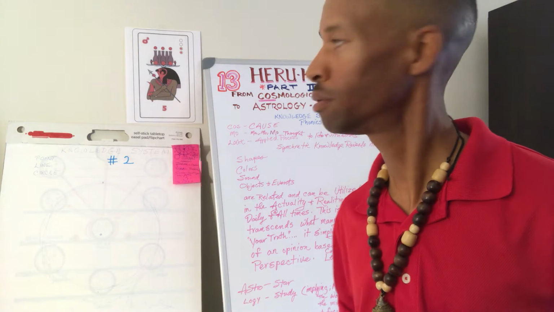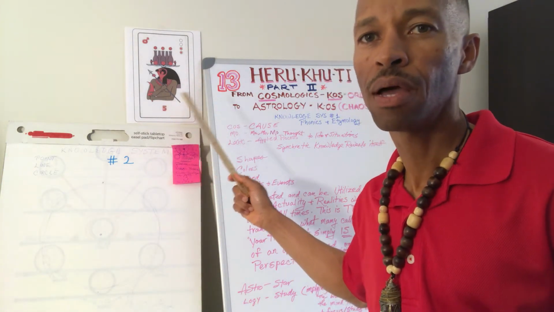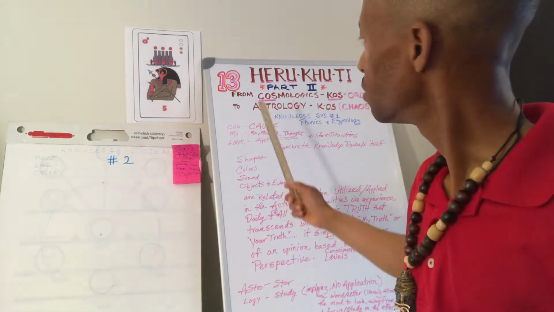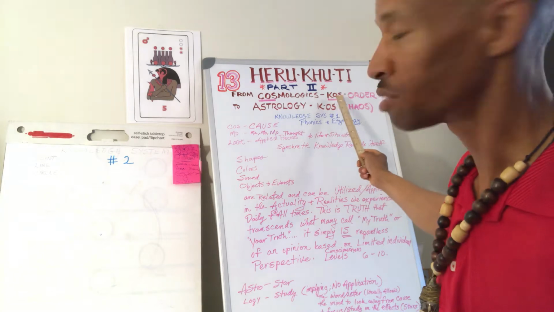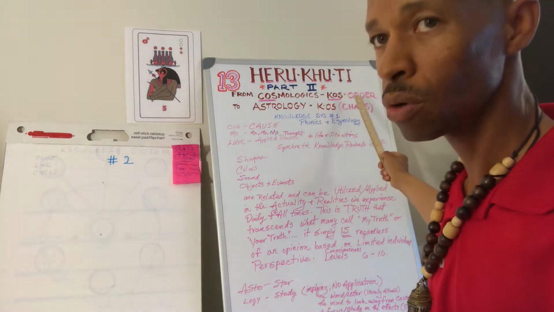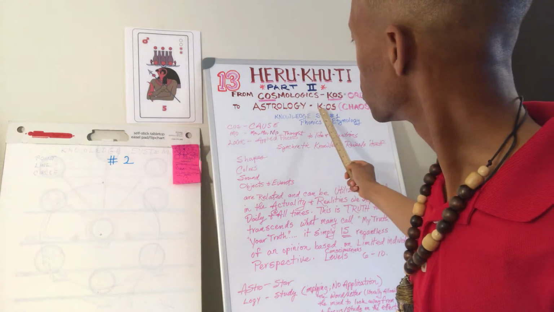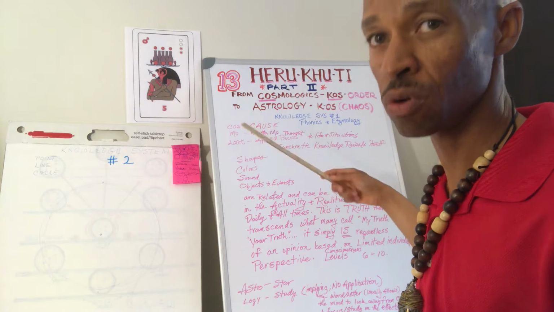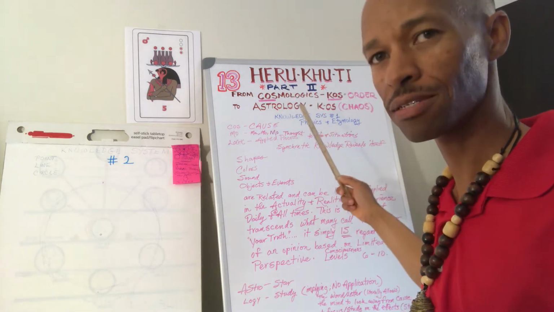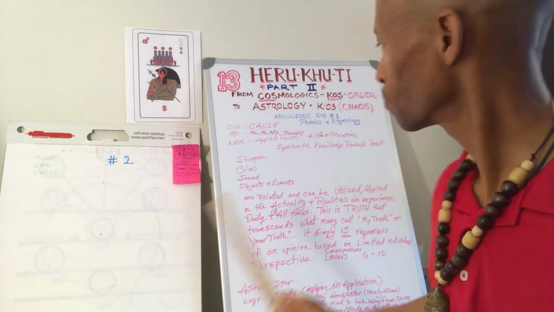So again, welcome to Herukhuti, episode 13. And this is part 2 from Cosmologics. That's KOS, meaning order, to Astrology, aka the K-OS, or when you sound it out, chaos. Okay, that's CHAOS.